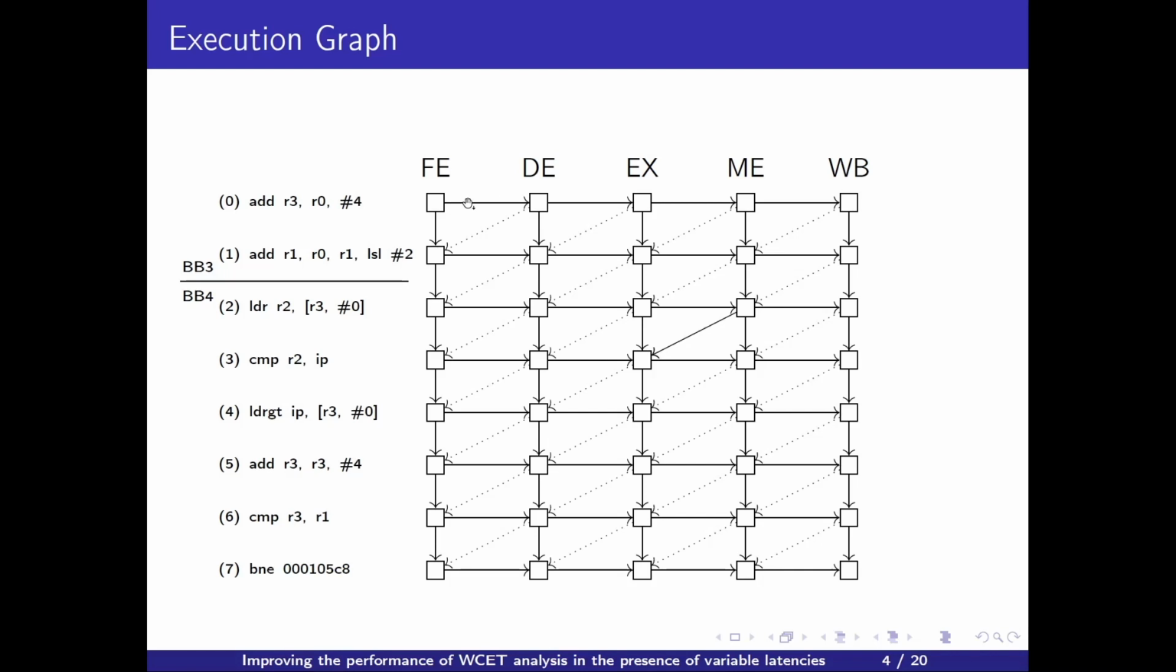The solid edge indicates that one node can only start after the end of its predecessor. For example, the stage decode of instruction 0 can only start after the end of stage fetch of instruction 0. This type of edge translates the pipeline order, these horizontal edges, and the program order, these vertical edges, and data dependency, for example from the stage memory access of instruction 2 to stage execution of instruction 3.